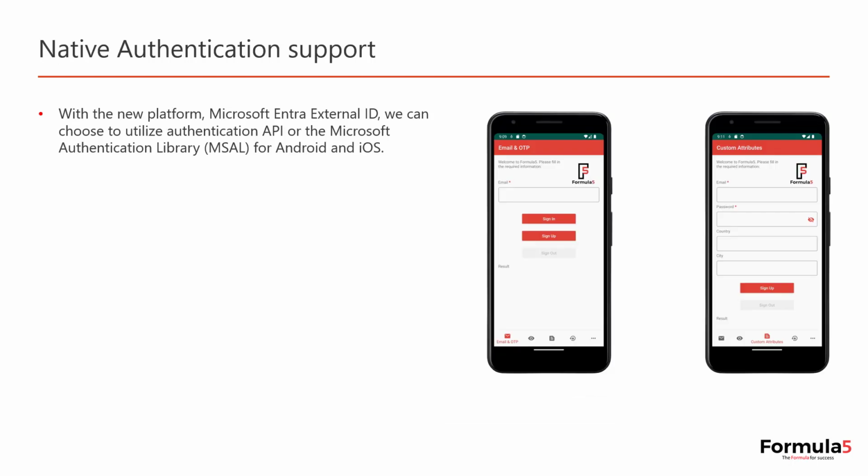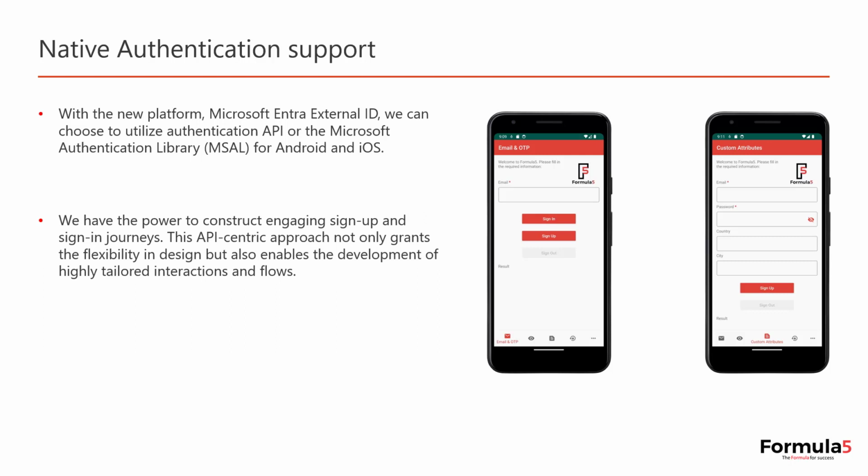Native authentication support. With the new platform Microsoft Entra External ID, we can choose to utilize the Authentication API or the Microsoft Authentication Library for Android and iOS. We have the power to construct engaging sign-up and sign-in journeys. This API-centric approach not only grants flexibility in design, but also enables the development of highly tailored interactions and flows. So this is about native authentication support. We can craft it to perfection when it comes to the look and feel of login or registration pages, and there is no browser redirection required.